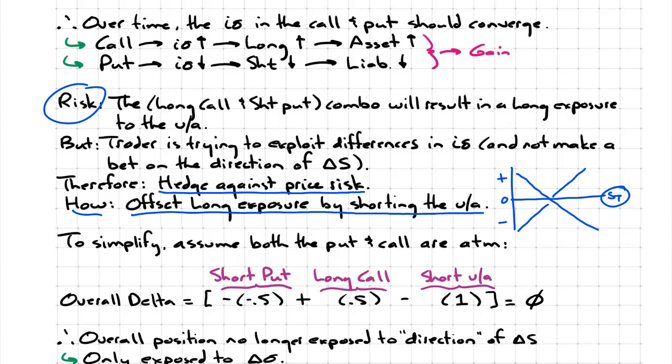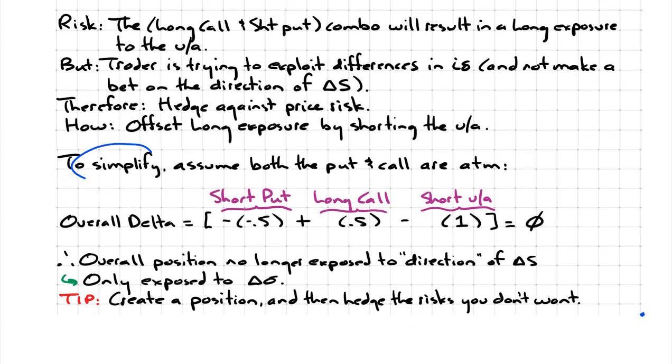And then when you do that, you're going to have these positions offsetting each other. You can see that a dollar gain there is offset by a dollar loss there. And same thing here. A dollar gain here is offset by a dollar loss there. And what that tells us is that he is no longer exposed to which way the price of the underlying asset moves, because he's effectively created a long and short exposure to the underlying asset.